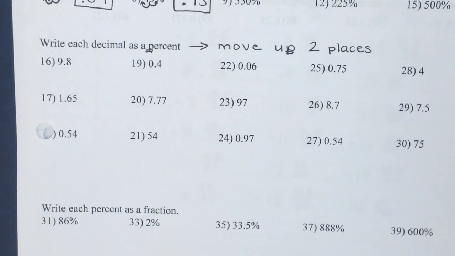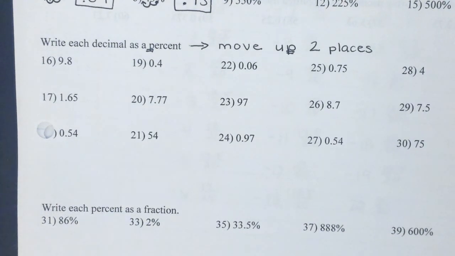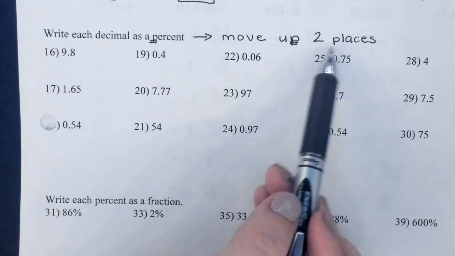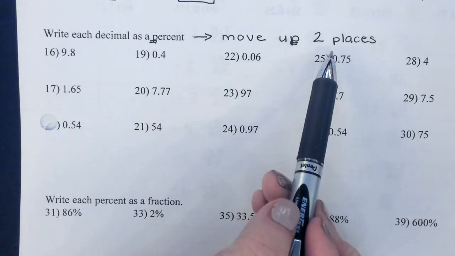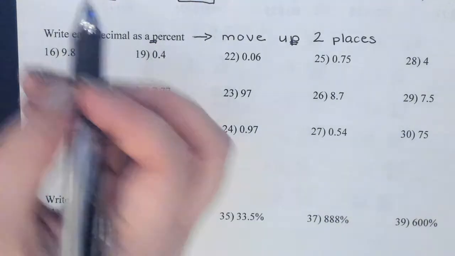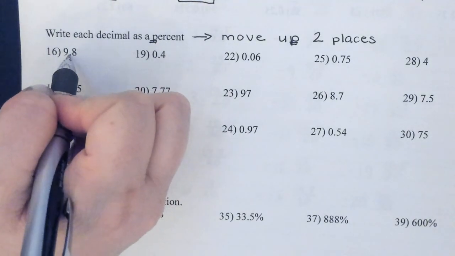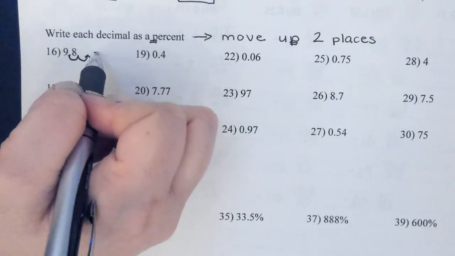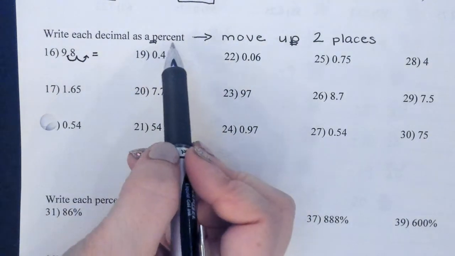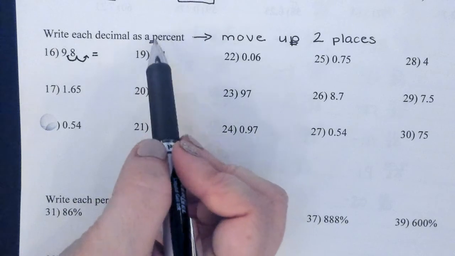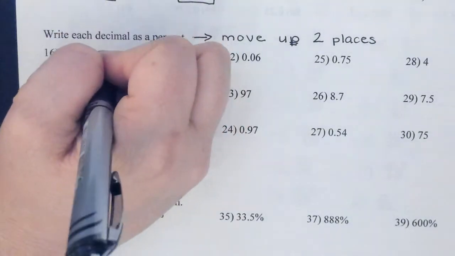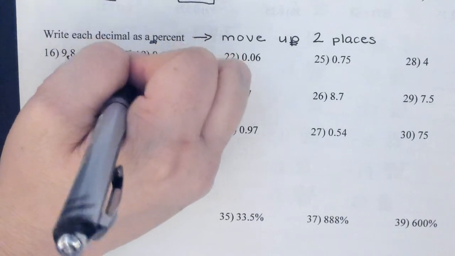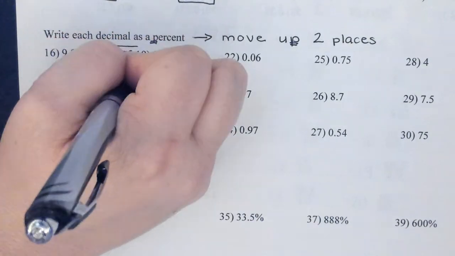All right. Let's look at number 16, guys. I have a decimal there. It says I'm going to move it up 2 places. If I'm moving it up, I'm trying to make it bigger. So which direction am I going to go with this decimal? To the right. 1, 2. We're making it a percent. Raise your hand if you can tell me how I'm going to write that answer. Peyton? 980%. And he said percent. I've got to have the percent symbol.